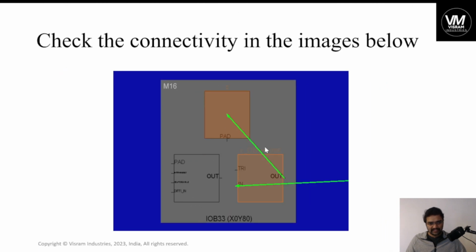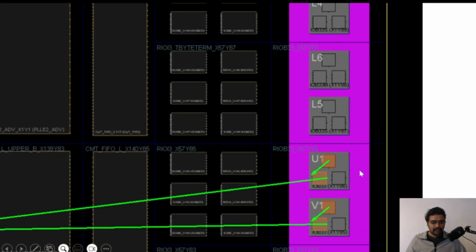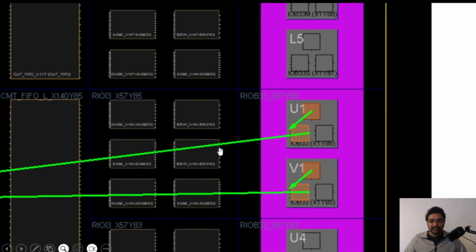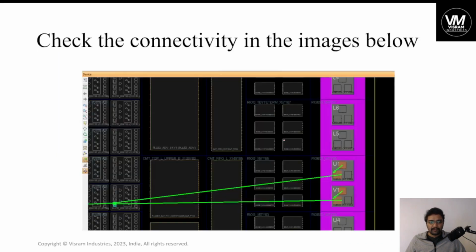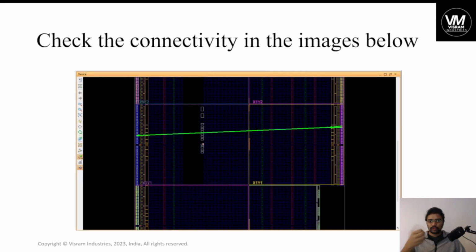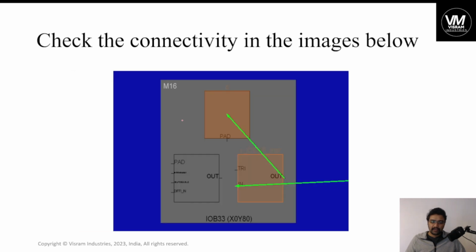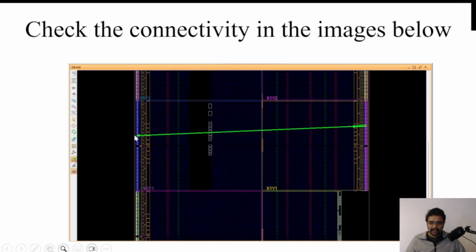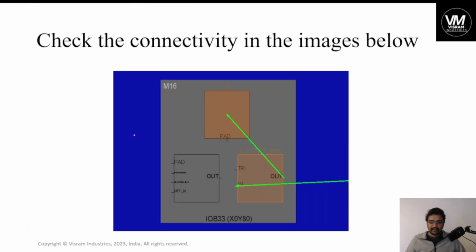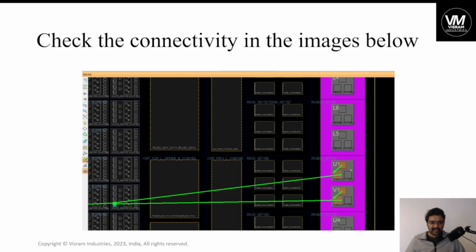Now M16, this is the output. What is the input? You are coming from U1 and V1. This is how pins are connected. So here you have inputs, U1 and V1. You can connect U4, L6, L5, anything you can connect. But you have utilized this part. So this is how it looks in the zoomed out version. If you zoom in to the leftmost part here, you can see this, and next, you can see the inputs are connected in this way.